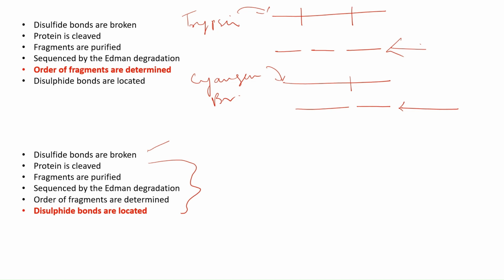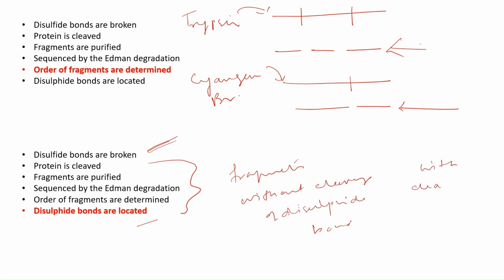To locate the disulfide bond, what we can do is repeat the process, but this time without breaking the disulfide bond. So once we repeat the process, we'll get the sequence with the disulfide bond. Now, by comparing the fragments obtained without cleavage of the disulfide bond with those obtained with cleavage of the disulfide bond, when we compare these two fragments, we can easily locate the presence of disulfide bonds.